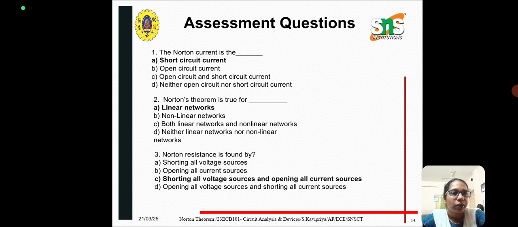Next is the assessment question. Norton current is a short circuit current. Norton's theorem is true only for linear networks. And Norton resistance is found by shorting all the voltage sources and opening all the current sources.